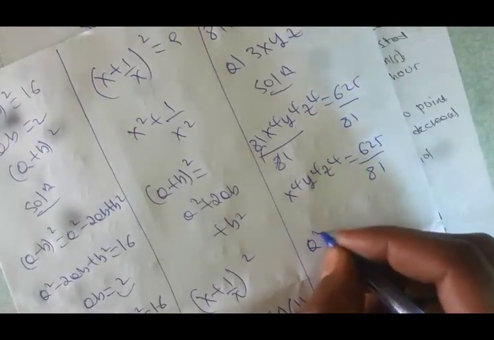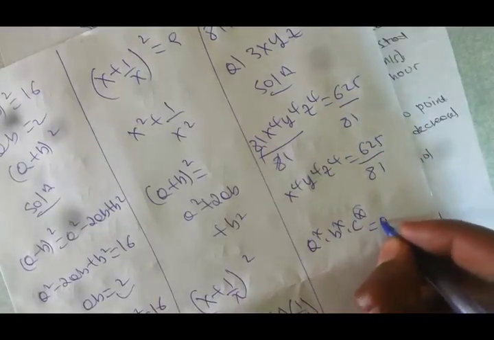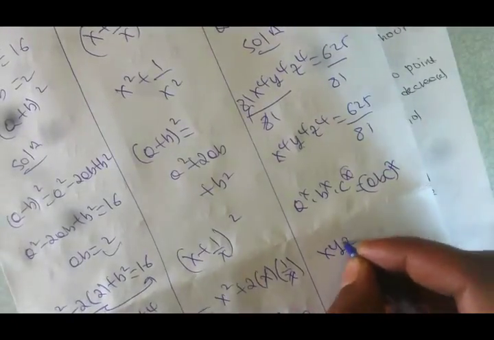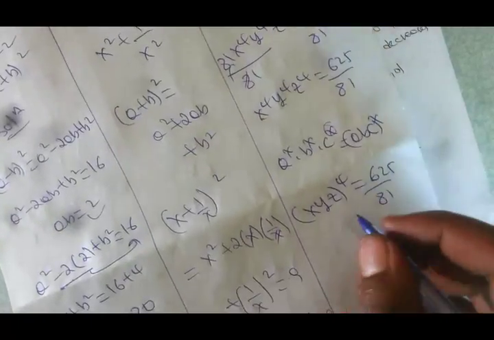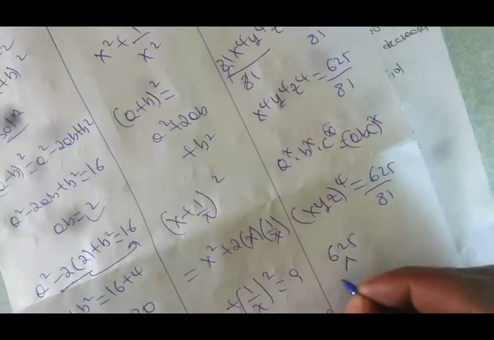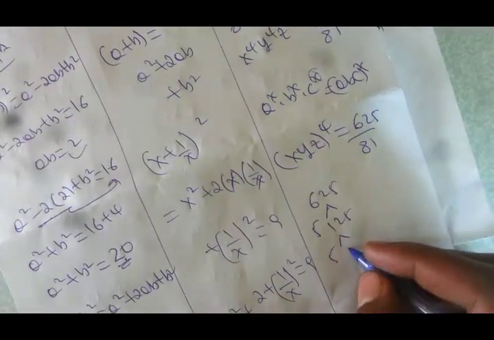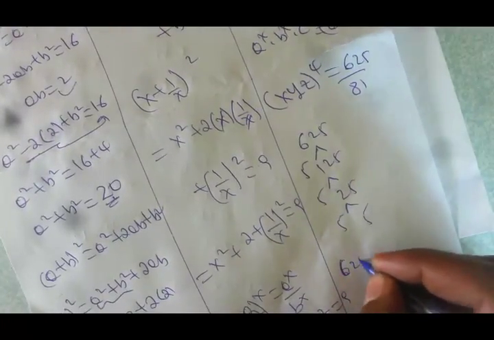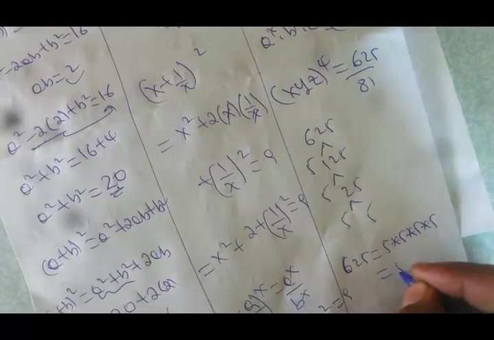We know that a^x times b^x times c^x, if their exponents are the same, we multiply their bases: (abc)^x. Therefore, (xyz)^4 is equal to 625 over 81. Can 625 be factorized? Yes. By 5, 125. By 5, 25. By 5, 5. Therefore 625 can be written as 5 times 5 times 5 times 5, 5^4.